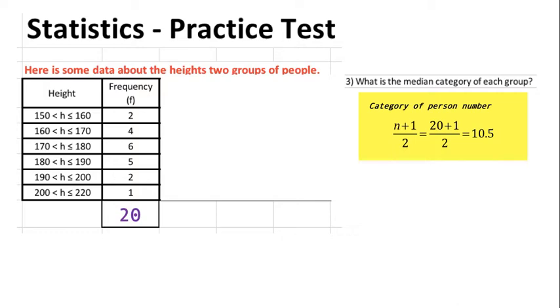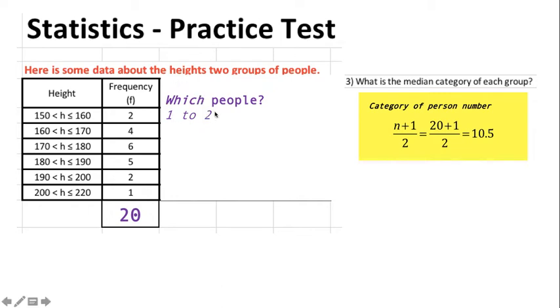If you think about that, if there's 20 people and you're between person number 10 and person number 11, then you've got exactly 10 people one side of you and exactly 10 people the other side of you. So 10.5 is the midpoint of 20 people, but that doesn't mean that 10.5 is the median. The median is the height of the 10.5th person. So let's just think about which people are in each group. So the first group has got 2 people in it, so that's person number 1 to person number 2.